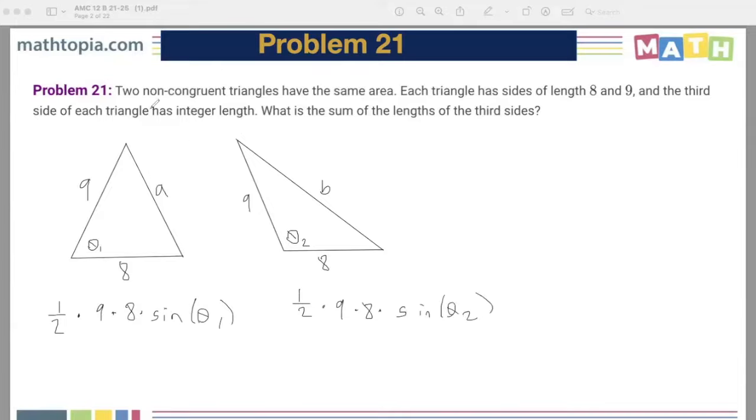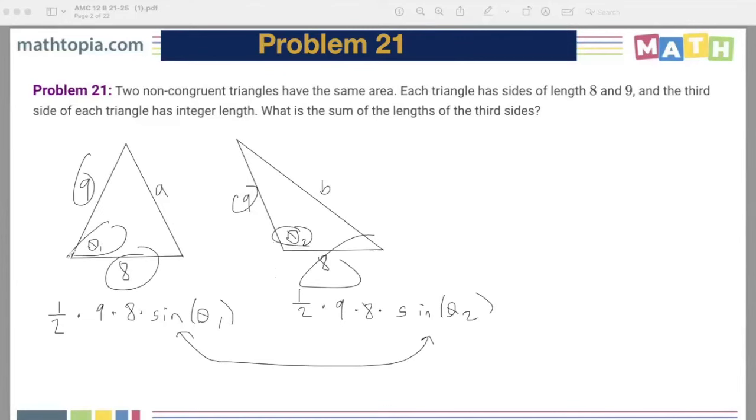So what we notice here is if these two triangles have the same area, then these two sine values must be the same. And furthermore, we know that the two angles cannot be the same, right? Because if they were the same angle, then by SAS congruence, these two triangles would be congruent. If the two sides were equal, the angles were equal, and the second sides were equal, then they must be congruent triangles. So the two angles have to be different. So we have two angles that are different, but their sine values are the same.